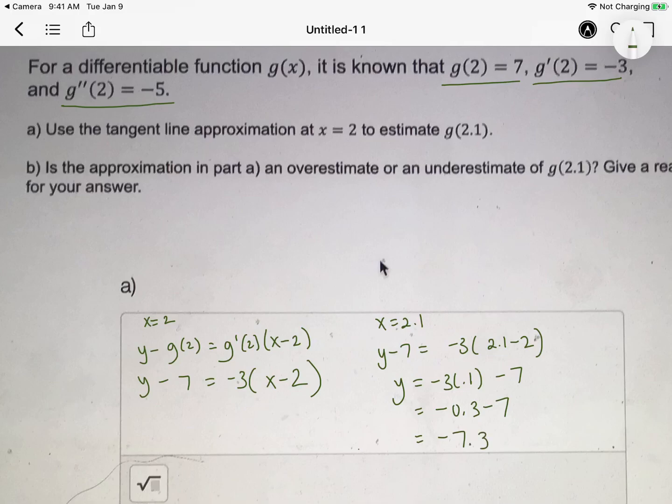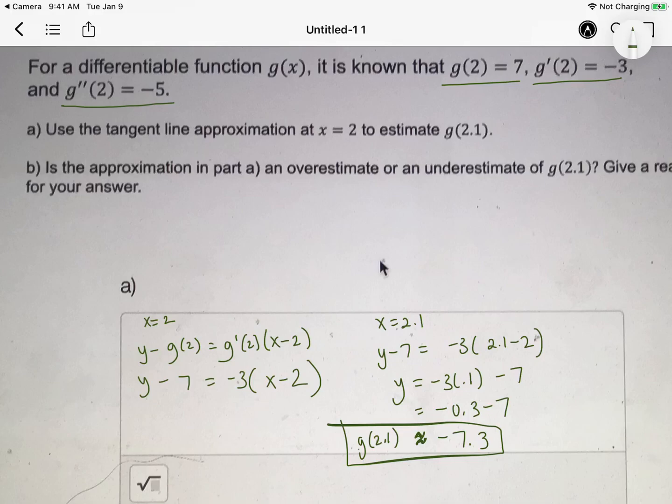So I got g of 2.1 is approximately. I'm going to change that equal sign to an approximately because this is an approximation that I used from the tangent line. And now part B says, is the approximation in part A an overestimate or an underestimate? Give a reason for your answer.